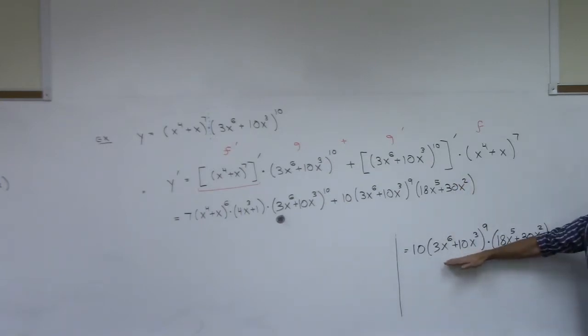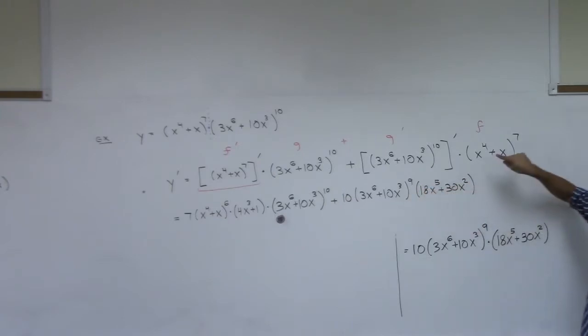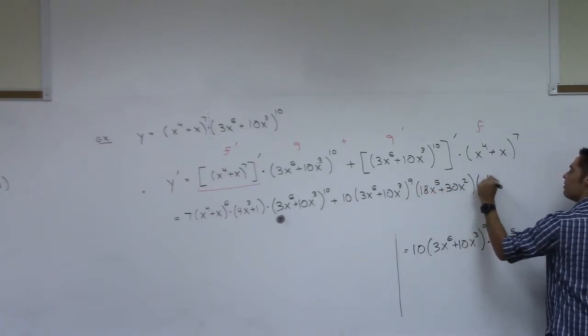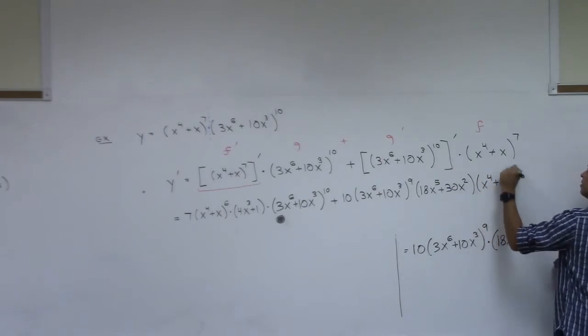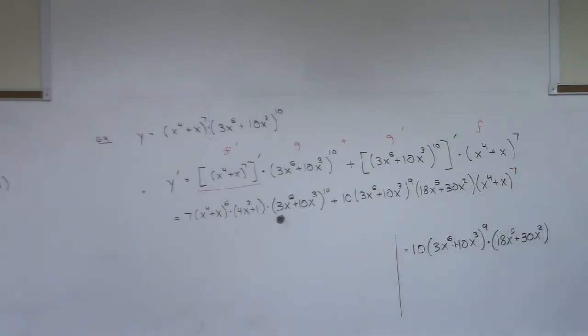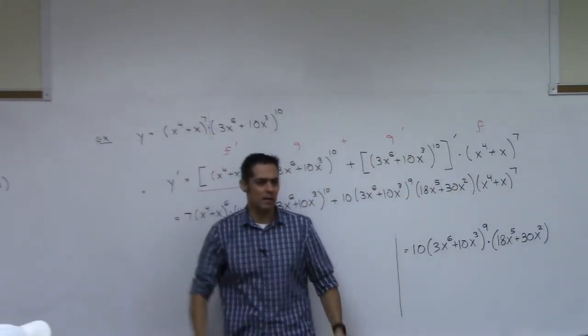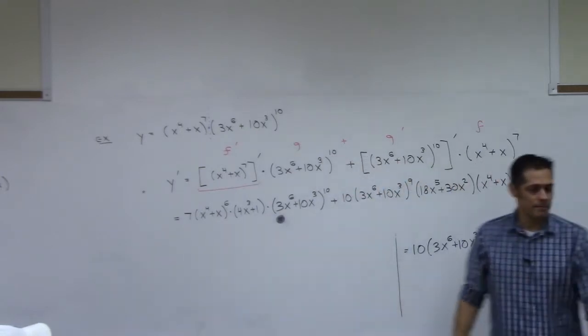So that piece is just the derivative of this. Still have this, though. So this piece has to come: x to the 4th plus x to the 7th power. This gives you the slope of the tangent line to that curve at any value of x. All right?